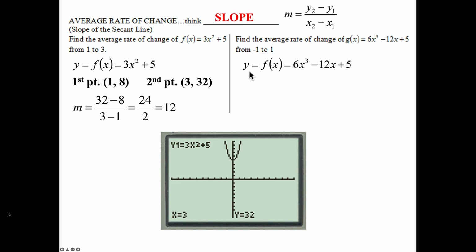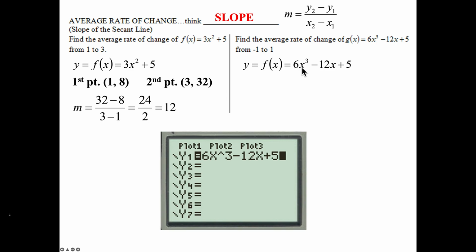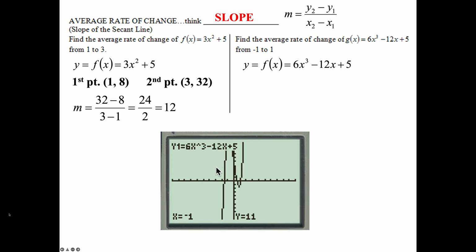So we go to y equals, we'll type in 6x cubed. And again, I'm using my older 83 screenshots here. That's the raised to the power of 3. So that would give you that text box in the newer 84. Minus 12x plus 5. Just hit graph because you've already set the window to Zoom 6 from the previous one. You'll get this graph.